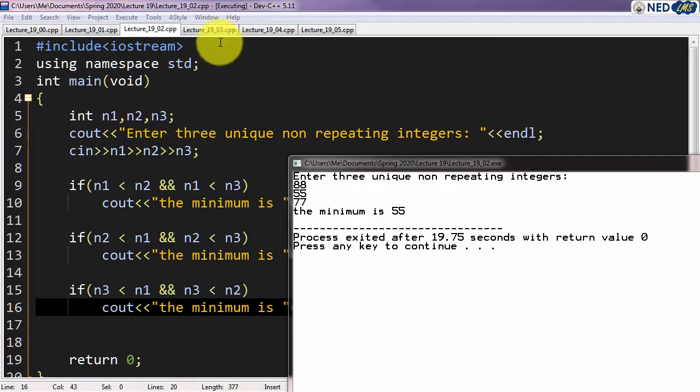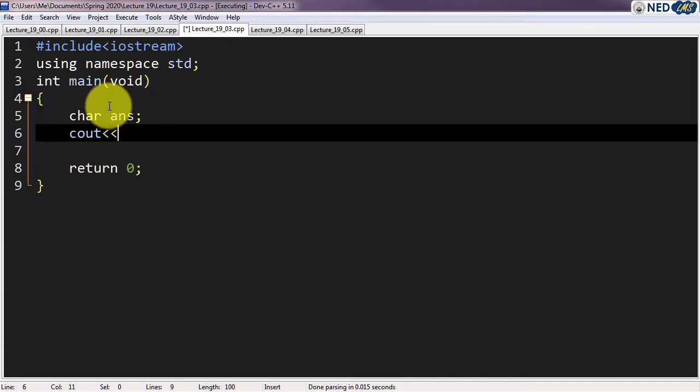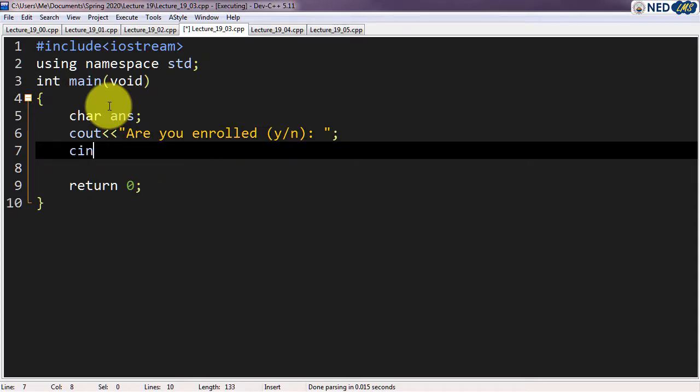To demonstrate the OR operator, let's write a very simple program of just asking the user something and just printing it. So I'm just going to declare a character named answer, and I'm going to cout a statement asking the user or the student if they are enrolled in some program. I'm going to write y or n. The user has to press y or n over here. I'm not actually forcing the user to press y or n, I'm just giving the option, so I'm not even checking whether they press any other character except y or n.